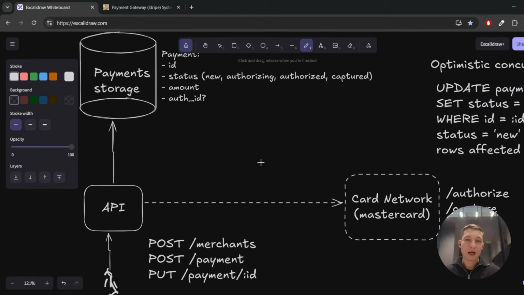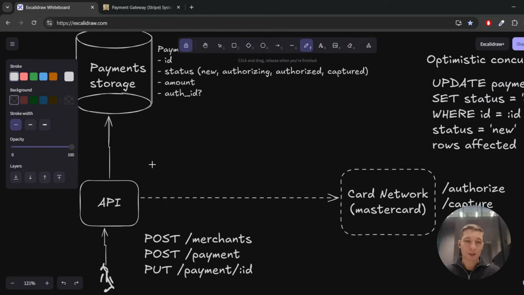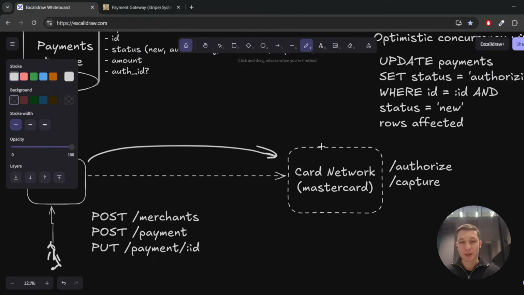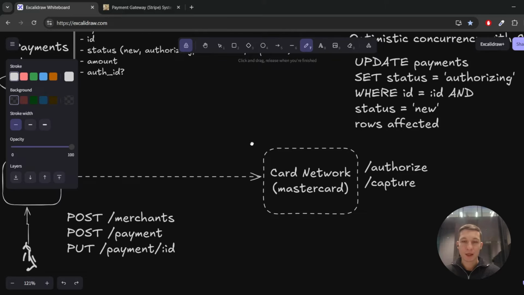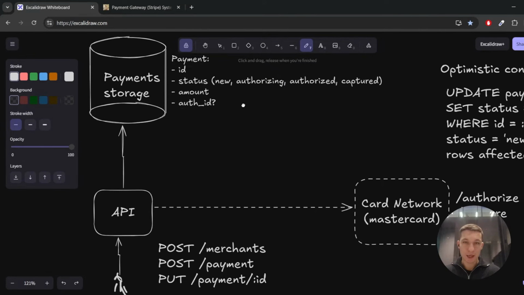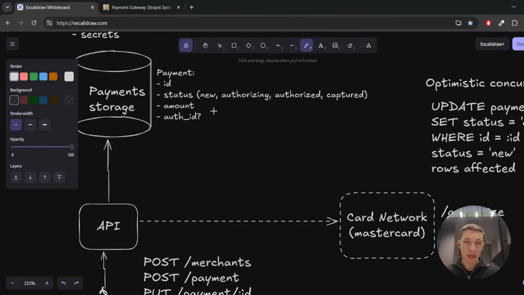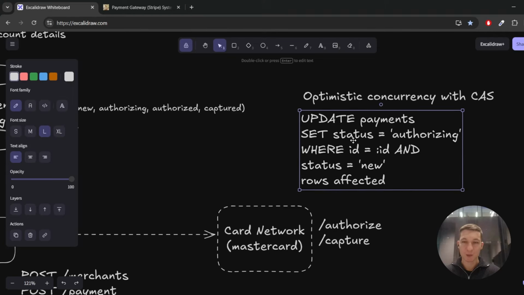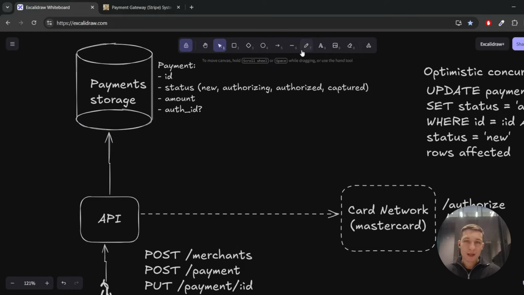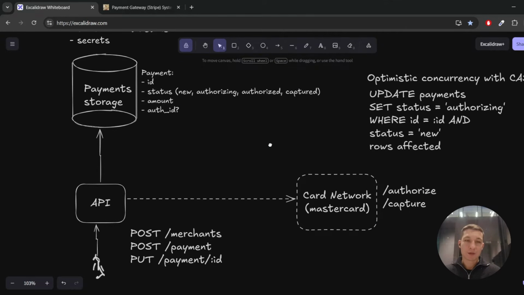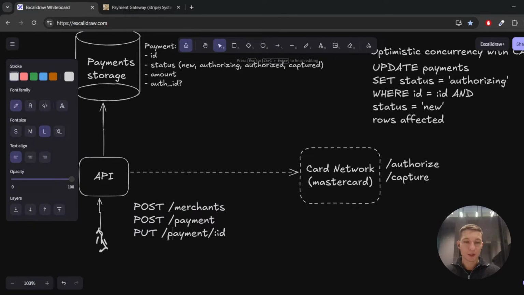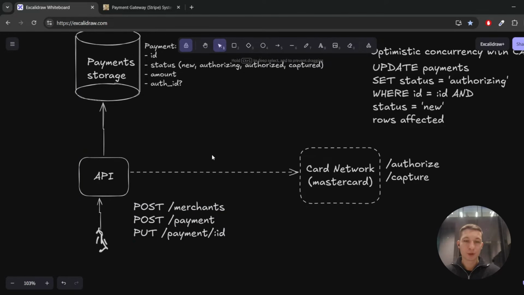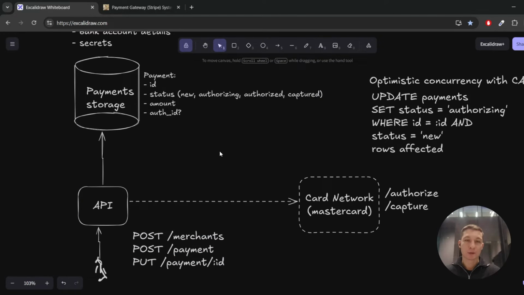So after we updated the status to authorizing, we can go and within the same request proceed with the authorization. Then we receive the authorization ID and we change the status to authorized and auth ID to whatever we received from this response. It will be exactly the same optimistic concurrency like that. And then after that, let's consider our system simpler. So whenever somebody calls this endpoint, we understand that the payment should be completed and finished within the same request.